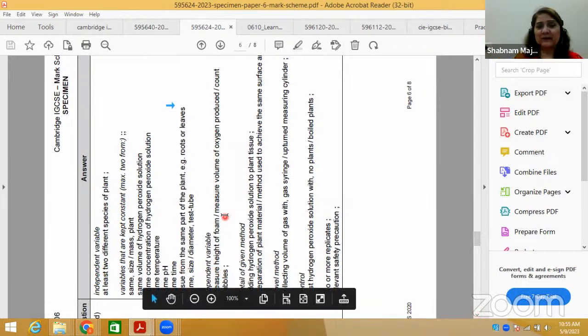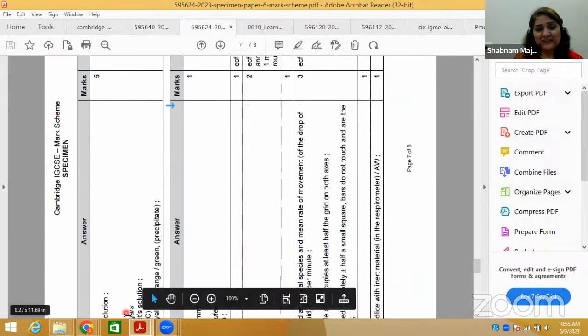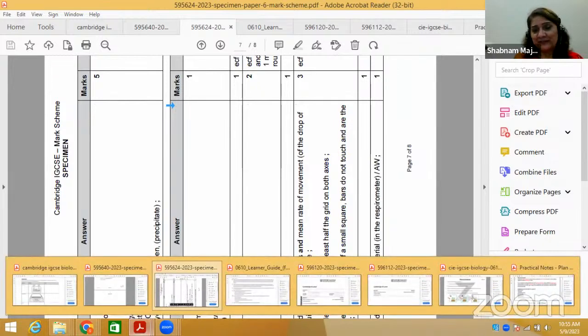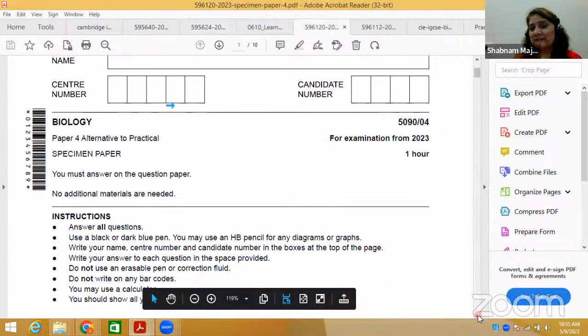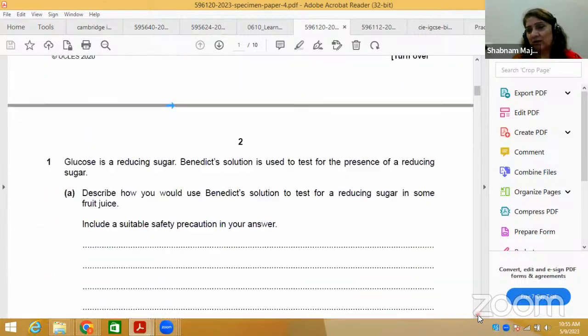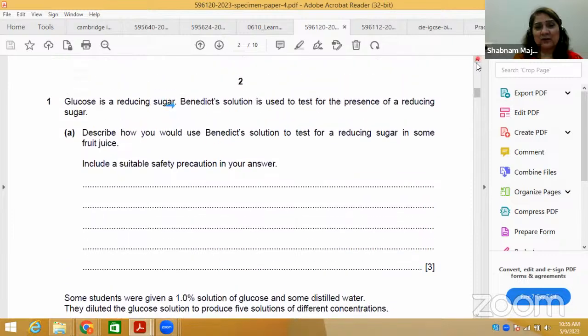Dependent variable, this is height. So I don't think so. Here I need to discuss this whole thing with you. So instead of discussing the mark scheme of this, there is actually a more important paper. This is the paper 4, quickly, because this is for O levels before this time. Already it's going to be 2 hours.